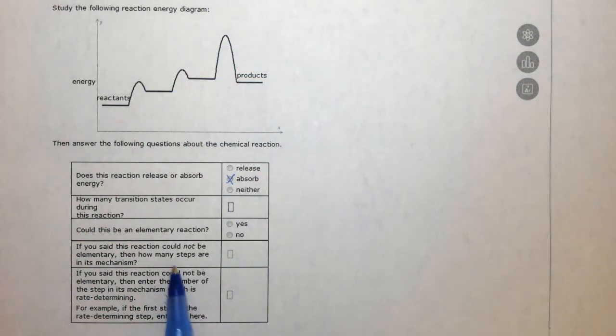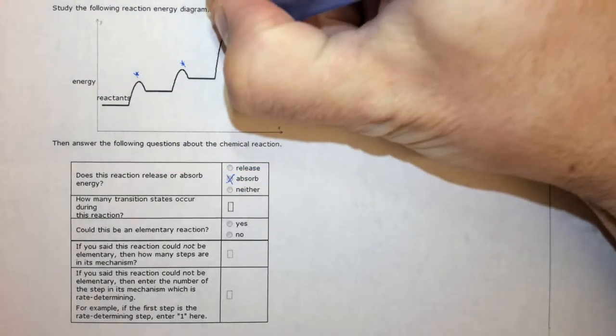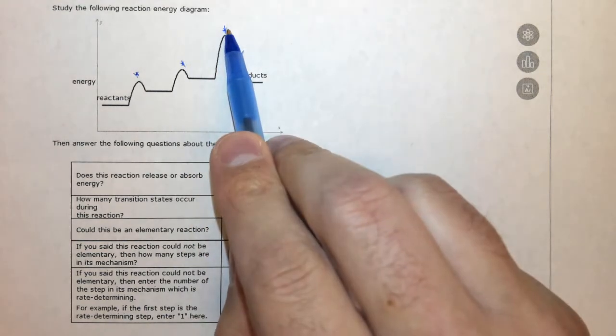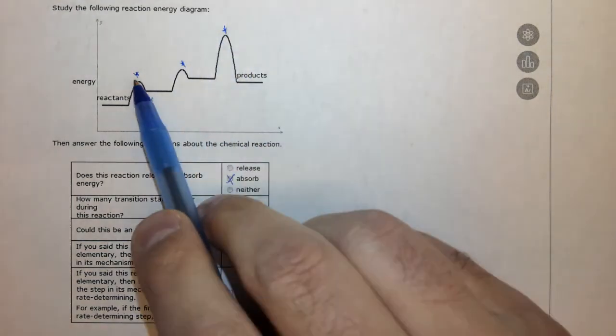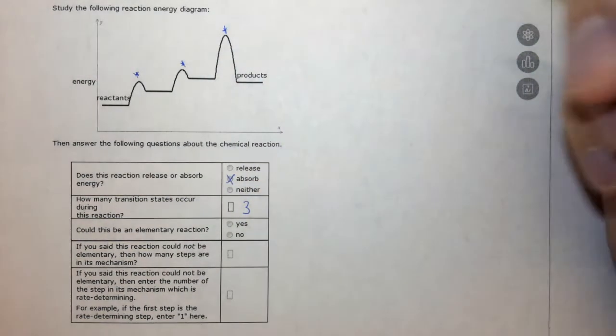It says, how many transition states occur in this reaction? Well, the transition states are at the top of each of these curves. So we have 1, 2, 3 transition states. These are your transition states here, and there are 3 of them.